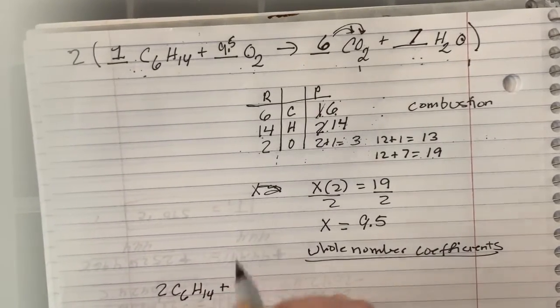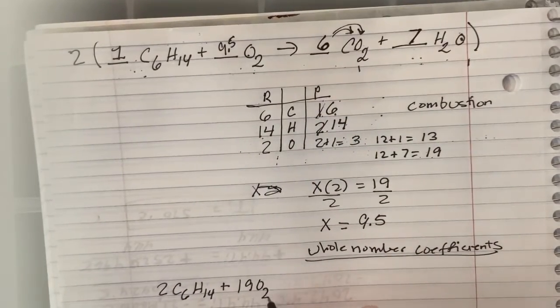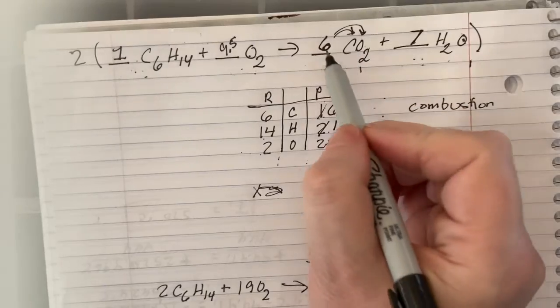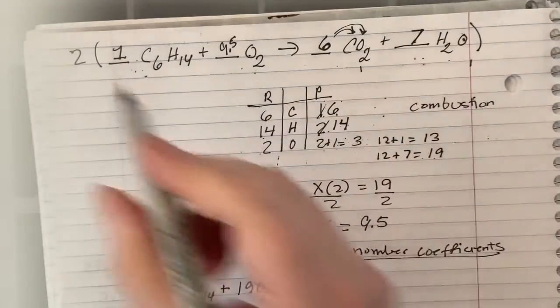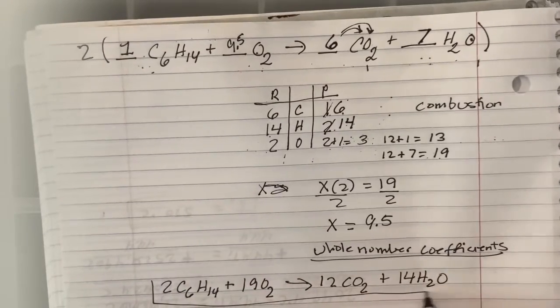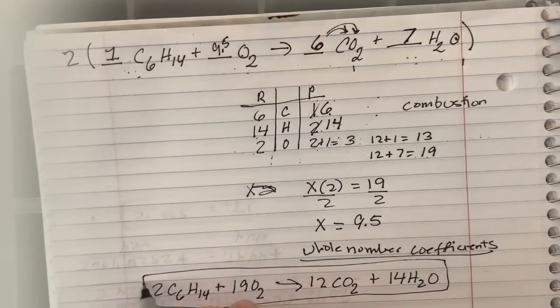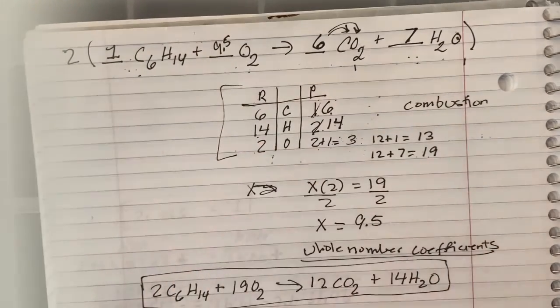2C6H14 plus 9.5 times 2, 19 O2, yields 6 times 2, 12 CO2s, plus 7 times 2, 14 H2Os, and that would be your answer. Make sure on these problems you are showing all of this work here, because this is how you get credit on your quiz and test.